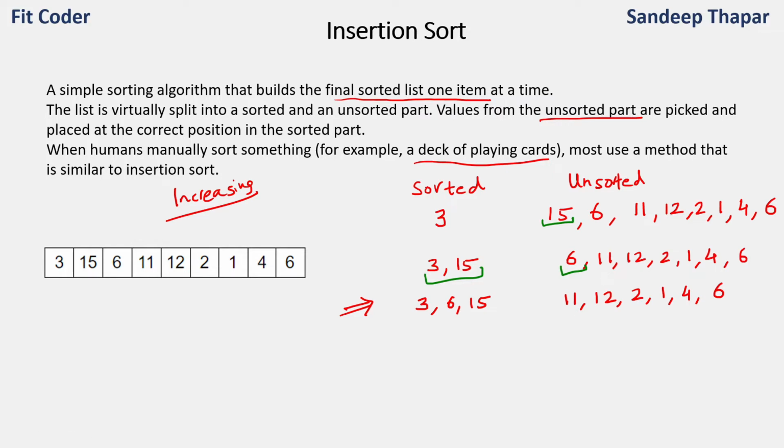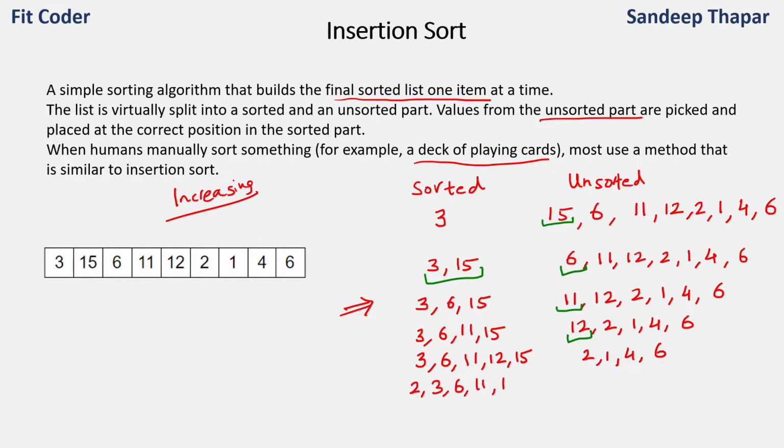In the next iteration, we pick an element from the unsorted part and place it in the correct position in the sorted part. So 11 will come between 6 and 15. In the next step, we'll pick 12 and place it in the correct position. So 12 will come between 11 and 15. In the next iteration, we'll pick 2. So 2 will come before 3. Now we'll pick 1. So 1 will come before 2. In the next iteration, we'll pick 4. So 4 will come between 3 and 6.